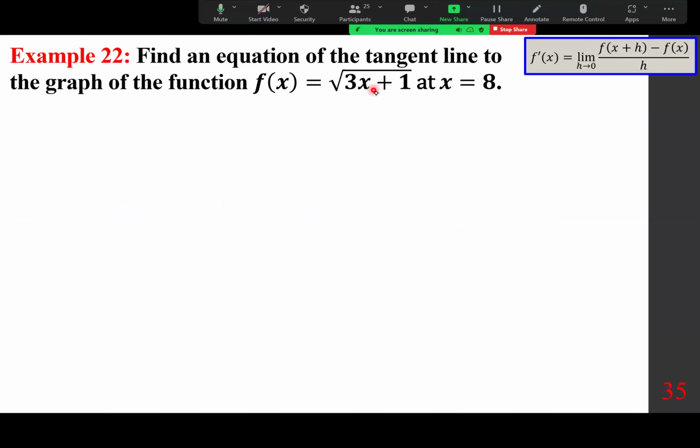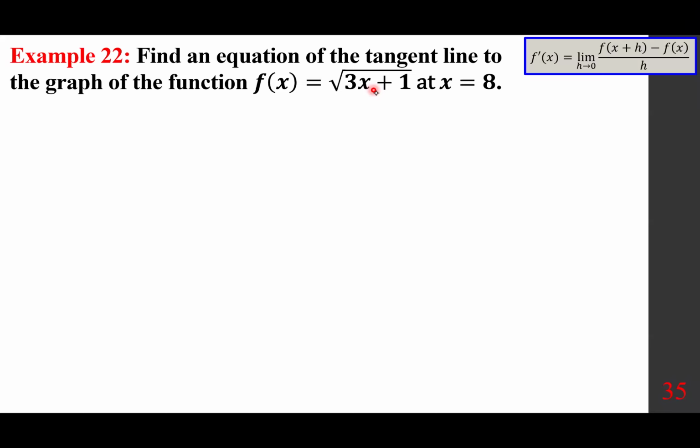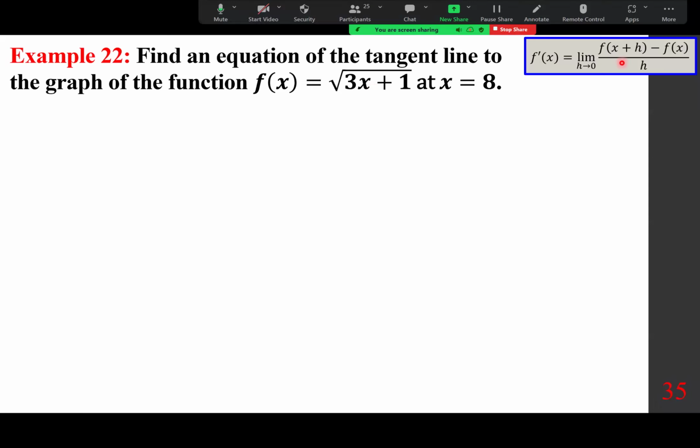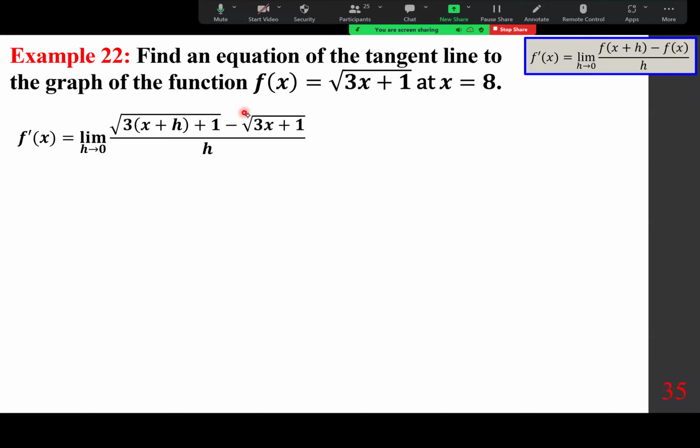You have two choices. You can calculate f prime of x and then plug in 8, or just calculate f prime of 8. Let's go with the general format and let's use this definition. So f prime of x is square root of 3 times x plus h plus 1 minus the same thing, square root of 3x plus 1, over h. So by definition, you get this one, everybody.